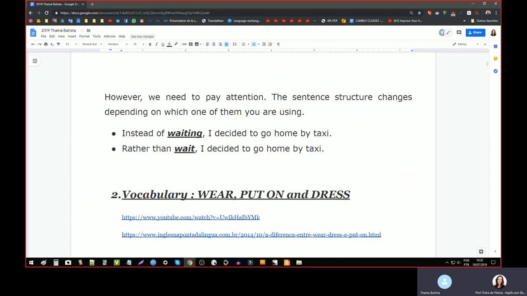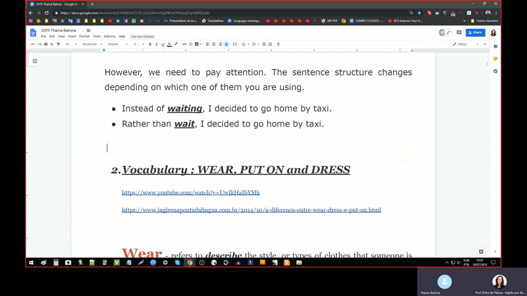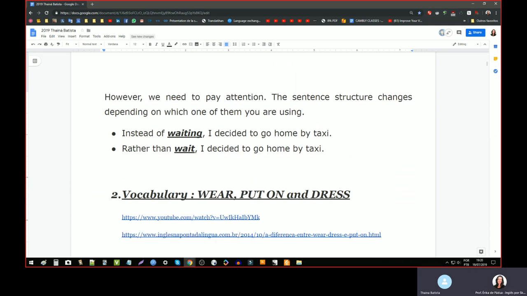But depending on which of them we are using, the sentence structure can change. So how can it change? When they are followed by verbs. So instead of, for example, instead of waiting, I decided to go home by taxi. Yeah. In that case, instead of requires the ing form of the verb. And rather than wait, I decided to go home by taxi. Rather than requires the infinitive form of the verb.